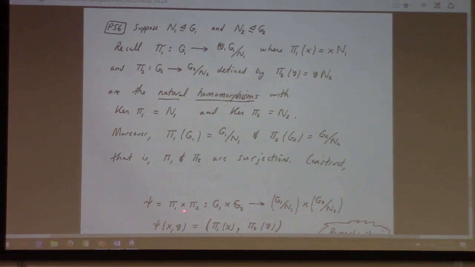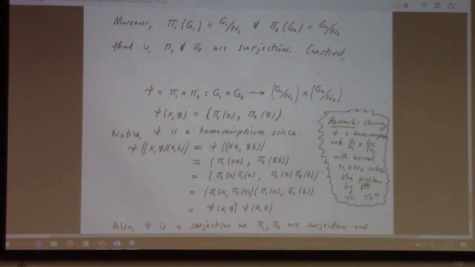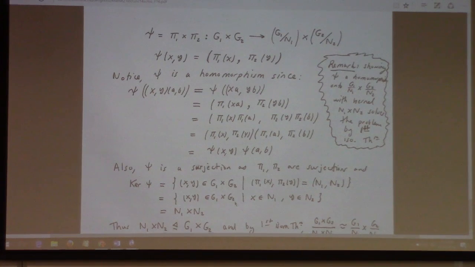We can construct the Cartesian product of pi 1 and pi 2 by the natural rule. That will go from the Cartesian product of G1 and G2, or the external direct product, as we've been calling it, to the external direct product of the quotients, according to this rule. And then it's easy to show, well, let's not get carried away, you could show that that's a homomorphism. Here's the proof. I assume we already know that pi 1 and pi 2 are homomorphisms because we worked that out previously.